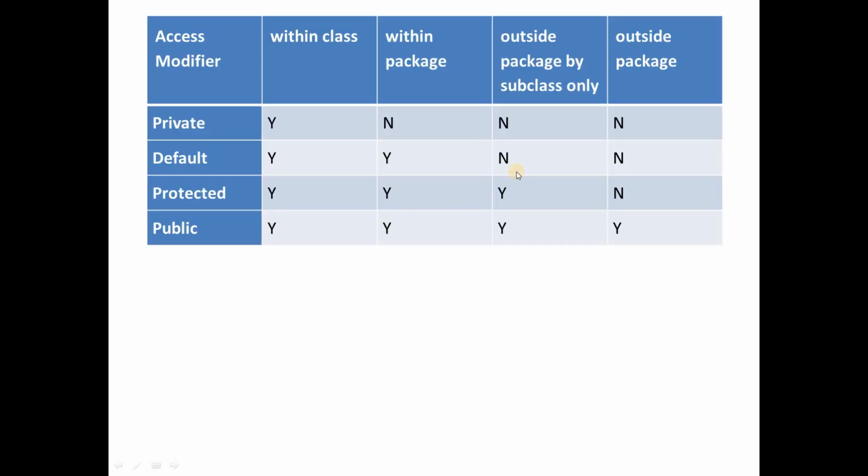So look at here, this is the chart of your access modifier. It is helpful for you to understand better the private, default, protected and public access modifiers in Java. Let's see. We have some fields.